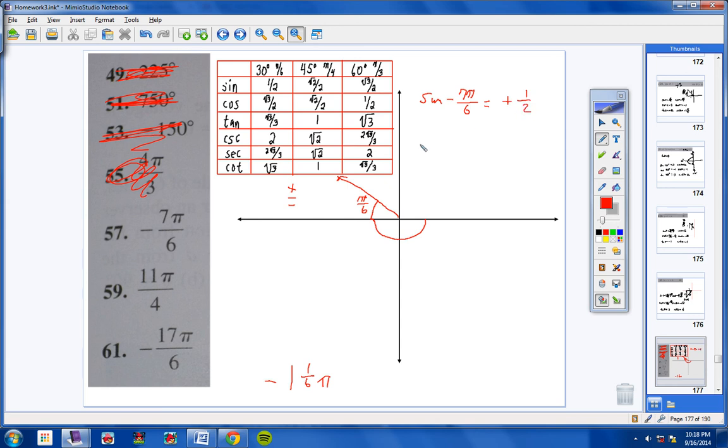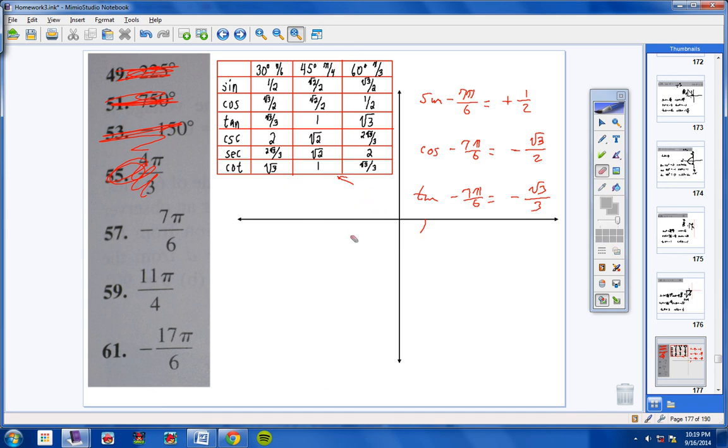The cosine of negative 7 pi over 6 is the same thing as the cosine of pi over 6, as long as you remember cosine is negative, and that would be square root of 3 over 2. And then the tangent of negative 7 pi over 6 is the same thing as the tangent of pi over 6, as long as you remember the tangent's negative. And so the tangent of pi over 6 would be square root of 3 over 3. Okay? Moving on to number 59.